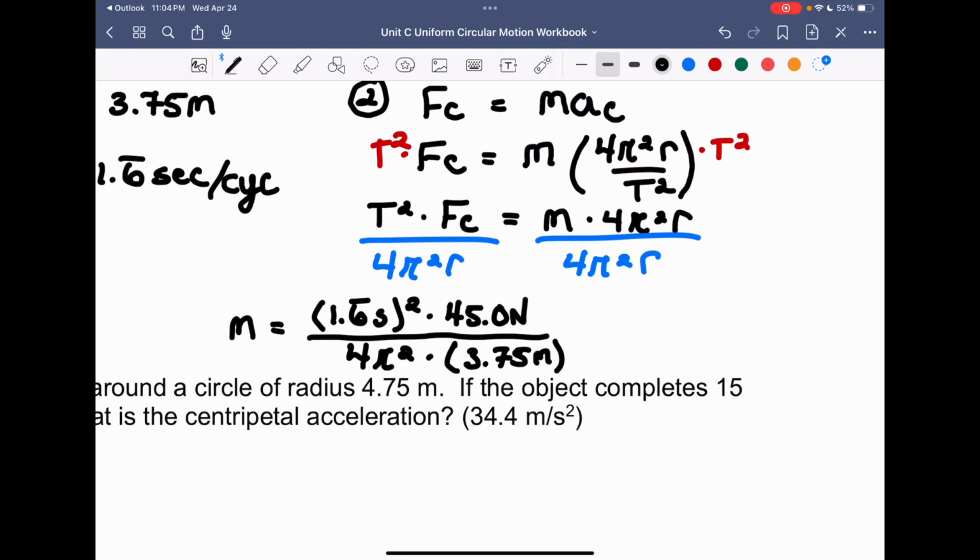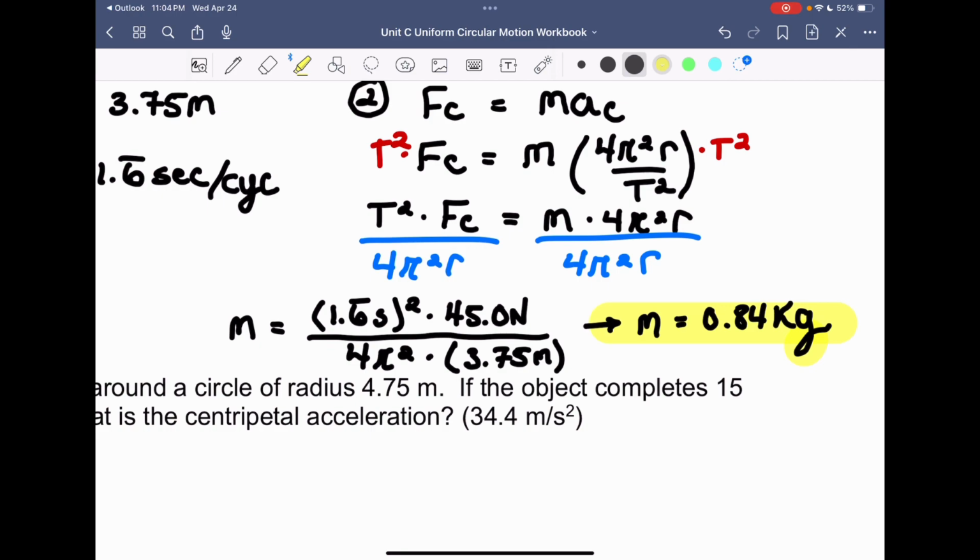Now, if I summarize this, I get the following. Mass is equal to 0.84. And of course, we always measure our mass in our standardized units of kilograms. So that will be important to put there.